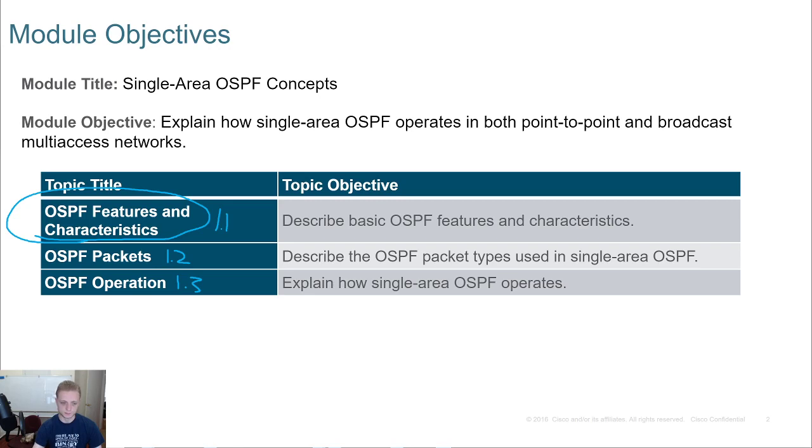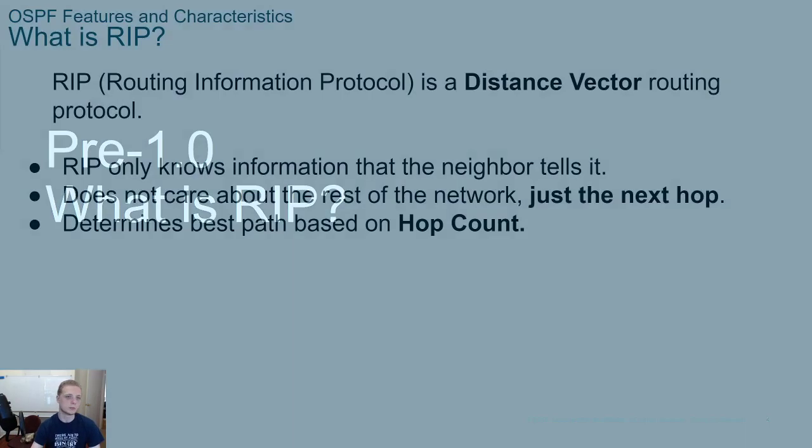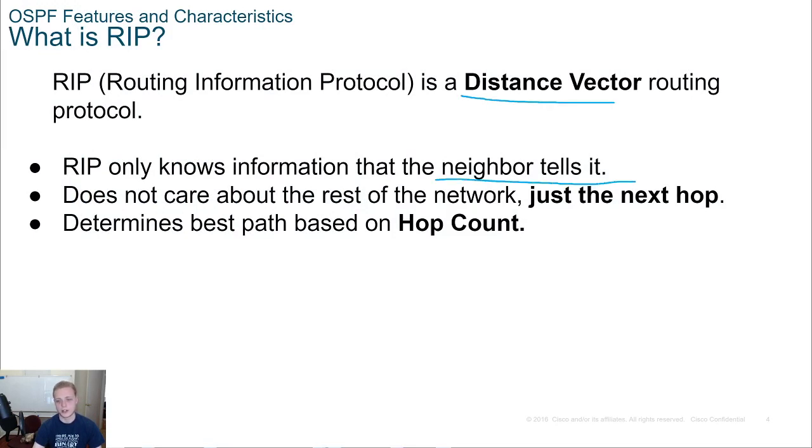So, continuing on. So what is RIP? Why don't we use it? Why don't we teach it? Just briefly, it's a distance vector protocol. That means that it only pays attention to what its neighbor tells it. It only pays attention to the next hop. It only bases everything on hop count. This is a very simple protocol.